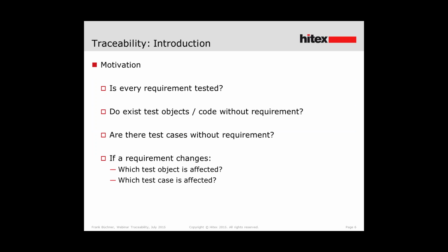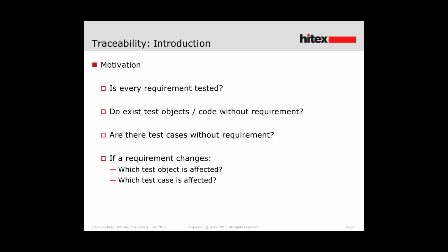This is the motivation about linking requirements to test cases. The naive motivation is that you can see if every requirement has at least one test case assigned, so you can verify that there are no untested requirements. And on the other hand, you can see if you have test objects, parts of your code, which no requirement is linked to. Why does this code exist, or is there a requirement missing? Do you have test cases without a requirement?